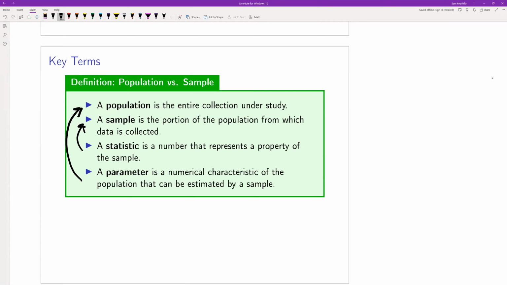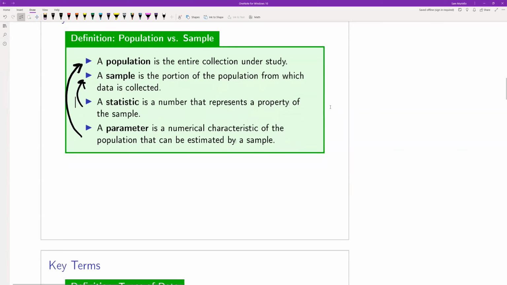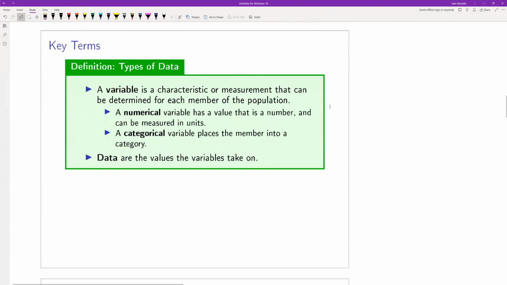We would hope that our sample is good enough, close enough to represent the population, that the statistic is very, very close to the parameter, and we can make claims about the population by using the statistic. But this isn't always the case. Now, the statistic and the parameter apply to the whole sample or to the whole population. But if you're just looking at one individual member, we're looking at a variable.